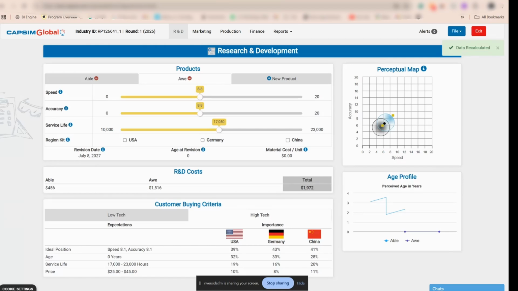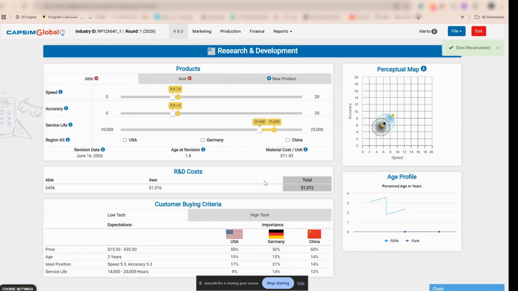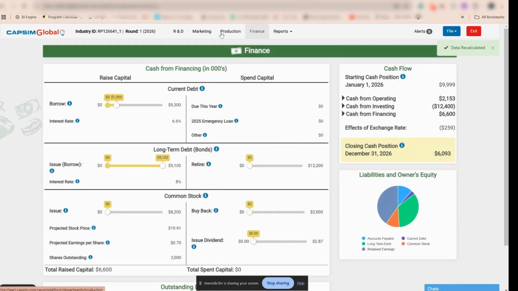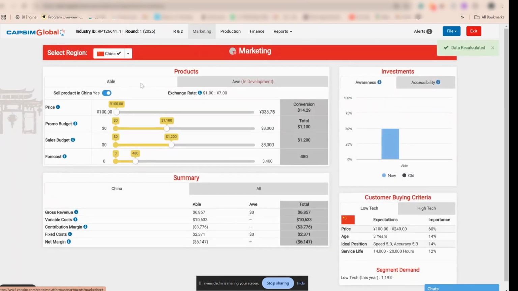Finally, I'm going to go back to Able and look at where I can make some improvements. Let's say I have 5.8. Let's leave it like June. No, research and development, I think we are good with this. No, this is not where the changes have to happen. Marketing and production, yes, this is where we have to make the changes. Marketing and production. So China.